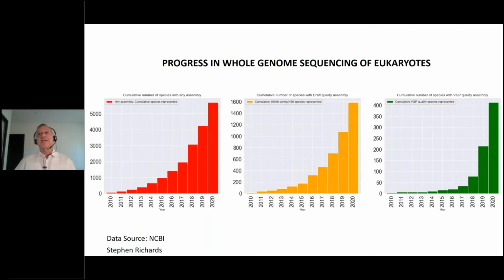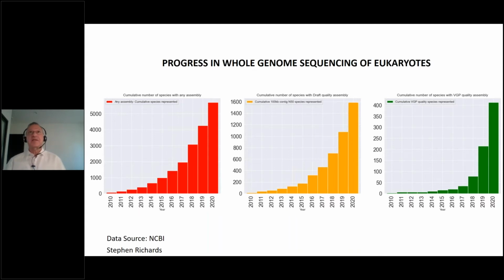But as you can see, the number of draft and high quality reference genomes is quite small. In fact, the number of reference genomes here on the right is only 7%. This is 400 or so of the 5,700 total. Only 7% of the total are currently of reference quality.